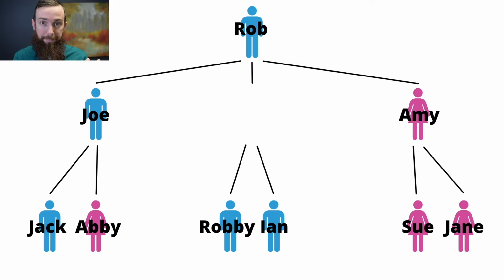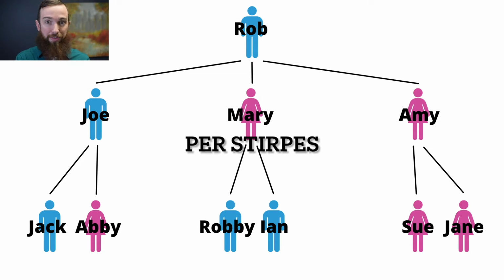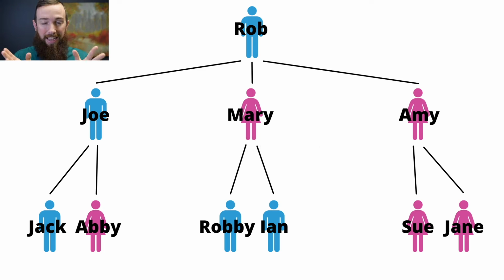Makes sense there, right? Now there's another option there. So if Rob had selected per stirpes, which is Latin for per branch, it can get a little bit more confusing, but once you see how it plays out, you could understand why that might be something that someone would select.